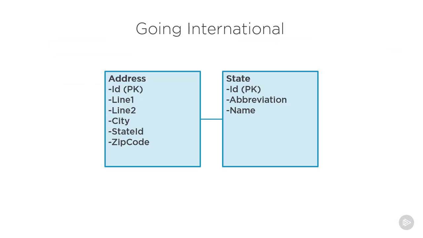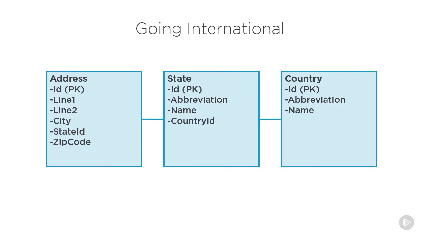Let's return to our example scenario. Up until now, our sample business has operated solely within the United States. It's always been a small shop, but times are changing and it's time to grow up and go international. The system wasn't designed with this in mind, though, so we're going to need to make some changes. To pull this off, we're going to need to add a country table and assign each state to a country.